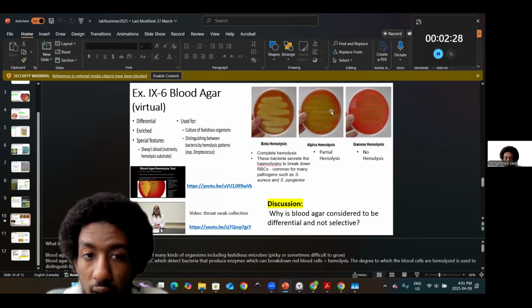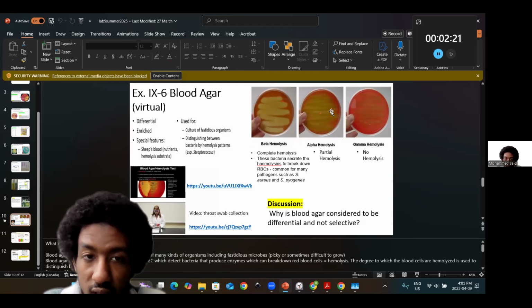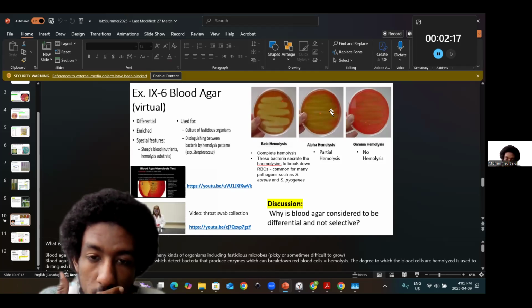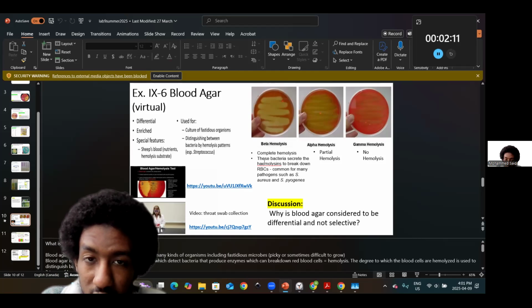Bear in mind the media itself, right? If, let's say, it was hypotonic, it could also exhibit a selective nature. But essentially, you have sheep's blood, a hemolysis substrate. Have a look at these videos because they also give some hints. But nonetheless, hemolysins can have grave effects, right?